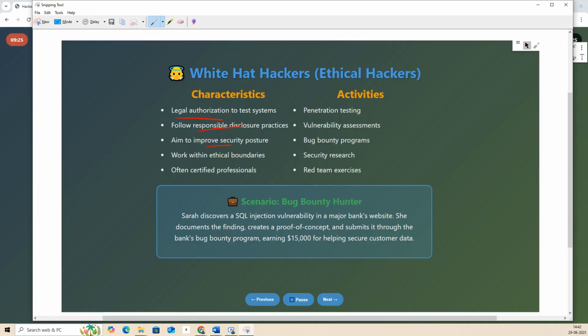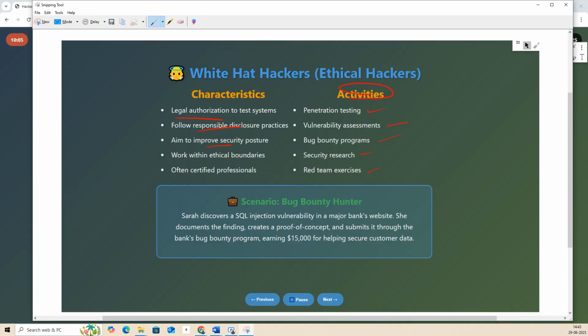What do they actually do? What are the activities they perform? White hat hackers perform penetration testing. They simulate real attacks to find weaknesses. Vulnerability assessment, a systematic evaluation of security postures. Bug bounty programs, where companies literally pay them to find security flaws. Security research, where they discover new attack techniques and defense methods. And red team exercises, where they play the role of attackers in realistic simulations.